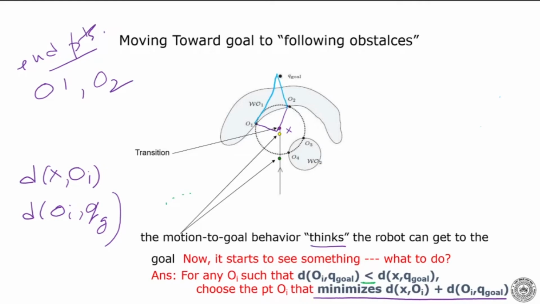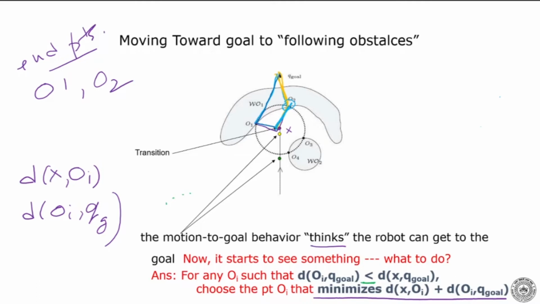So what it basically does is minimize the sum d(x, Oi) + d(Oi, q_goal). That means it measures whether this distance plus this one is longer, or this one plus this one is longer. It will minimize that, which means it will go towards the point where the total distance is less. In this particular case, we can see that the right side distance is less, so it will go towards this side. It will go here. That is how it decides which side to go.